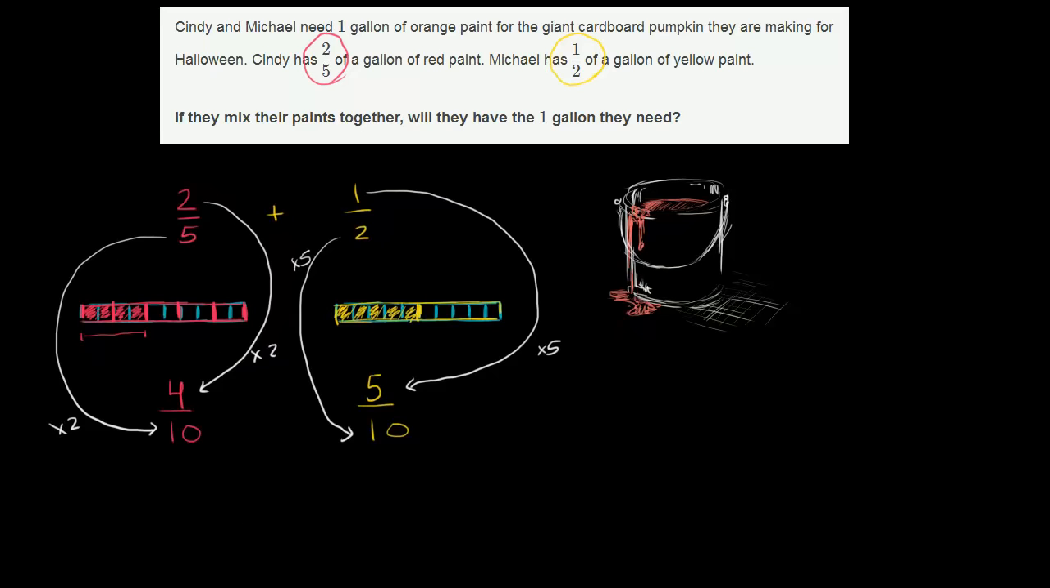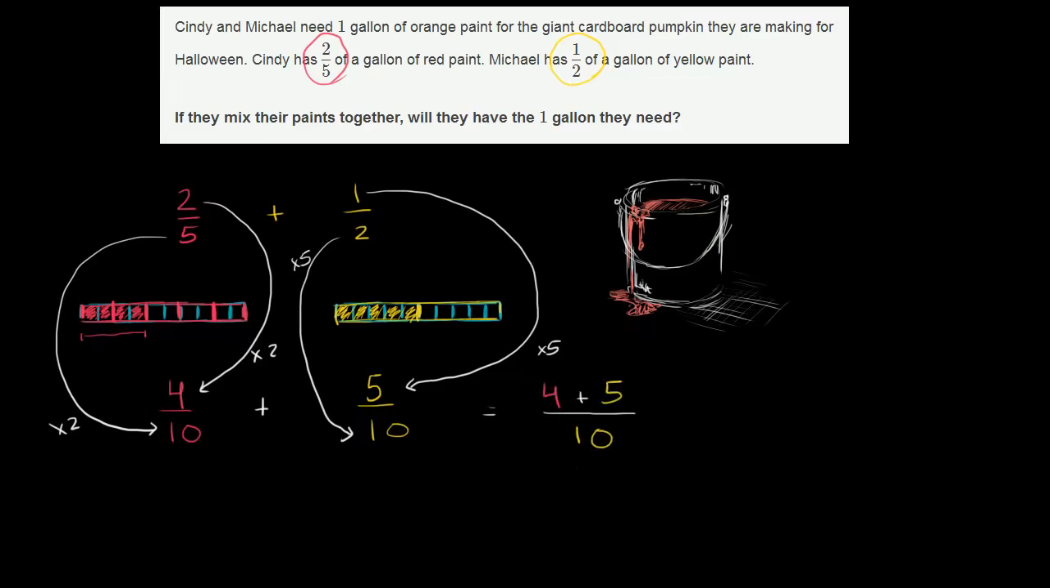And now we are ready to add these two things. 4/10 plus 5/10 is going to be equal to a certain number of tenths. It's going to be equal to 4 plus 5 over 10.